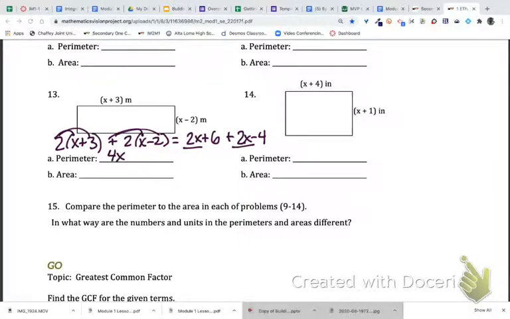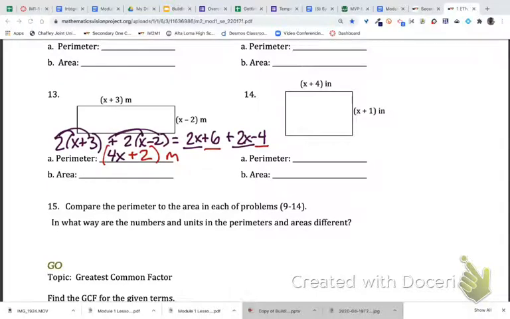And I'm going to take the plus 6 minus 4. So 6 minus 4 gives me a positive 2. So my overall answer would be 4x plus 2 meters, or m.